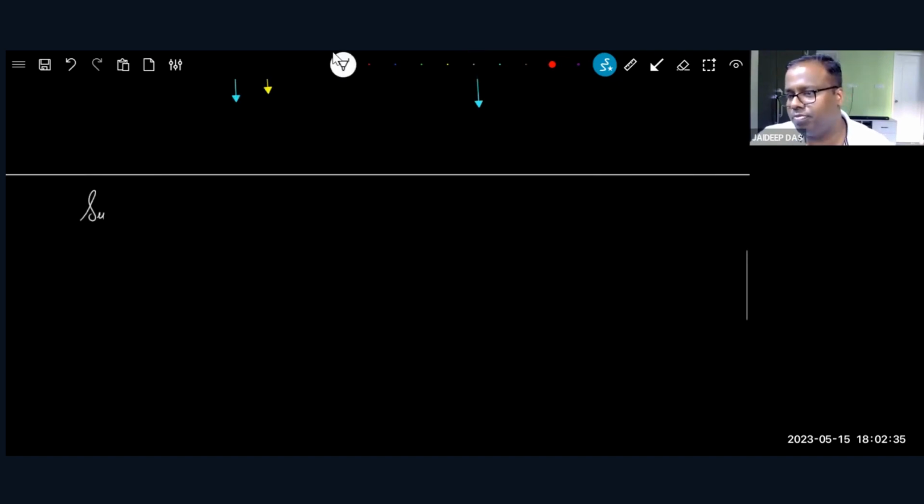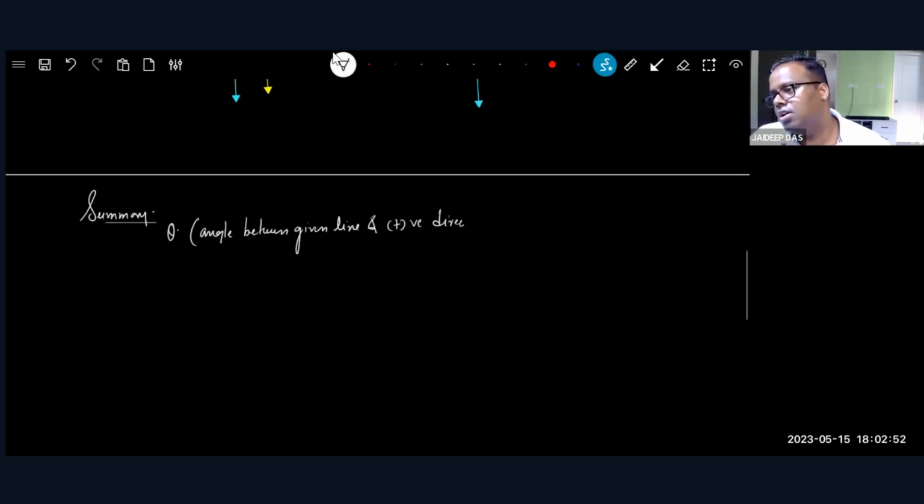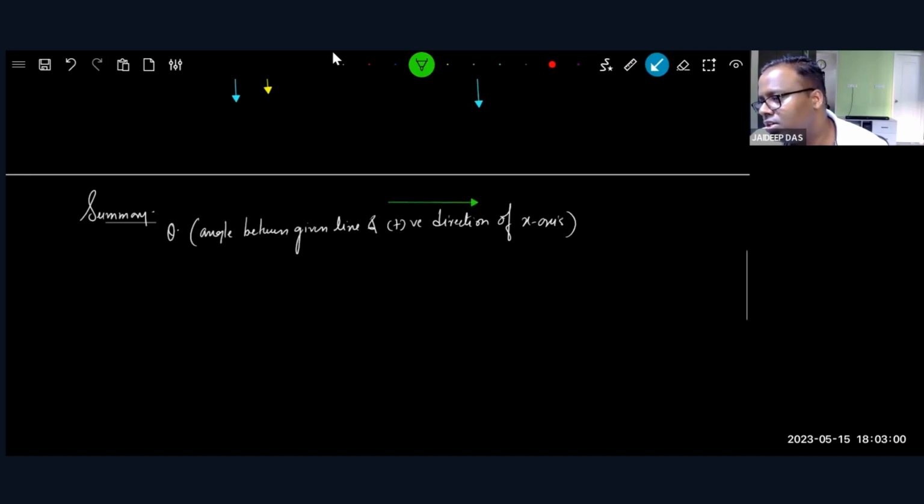Summary. And the summary is all about that theta. What is theta? Theta is the angle between the given line and the positive direction of the x-axis. I'm drawing the positive direction of the x-axis with that same green color so that it is sharp in your memory. So let's take our cases.